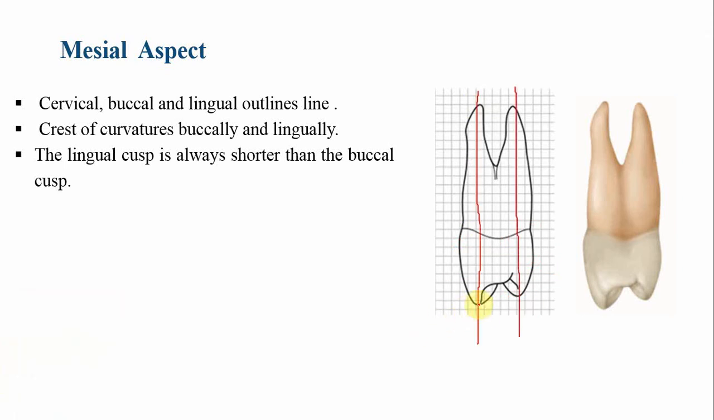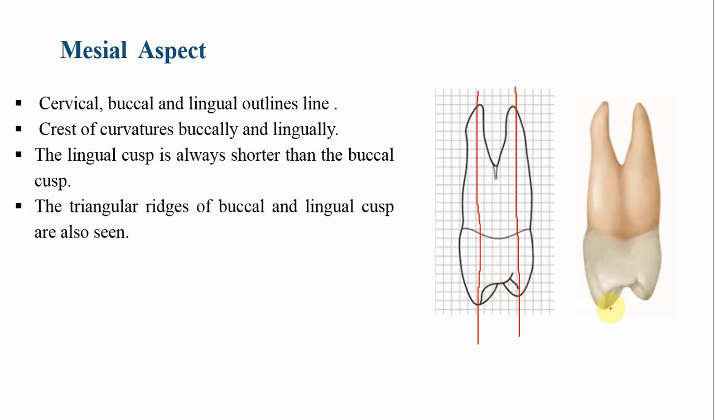As you can notice here, the tip of the buccal cusp is located in line with the apex of the buccal root, while the tip of the lingual cusp is in line with the apex of the lingual root. From the mesial aspect, you can see the triangular ridges of both buccal and lingual cusps. This is the buccal cusp, and this is the triangular ridge of the buccal cusp, and this is the triangular ridge of the lingual cusp. Both can be seen converging toward the central occlusal plane.